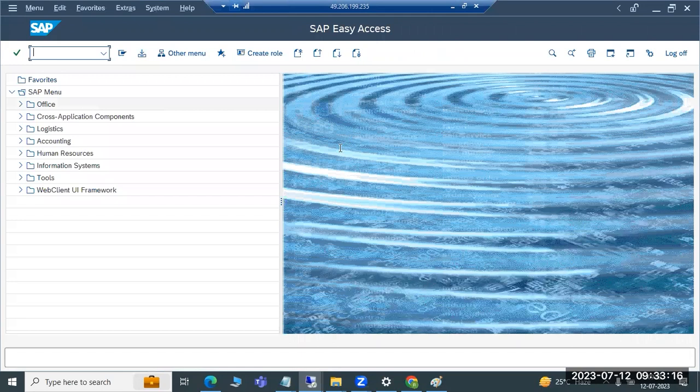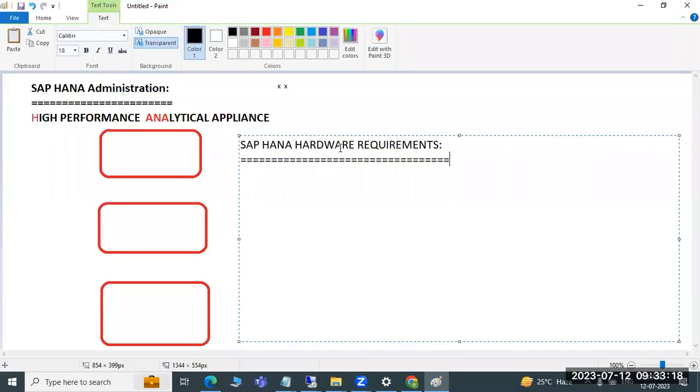Yes, but then we need more RAM. That's why HANA needs more RAM. It's not like 8 GB or 2 GB. A minimum of 128 GB RAM is required to implement the HANA database in an organization.